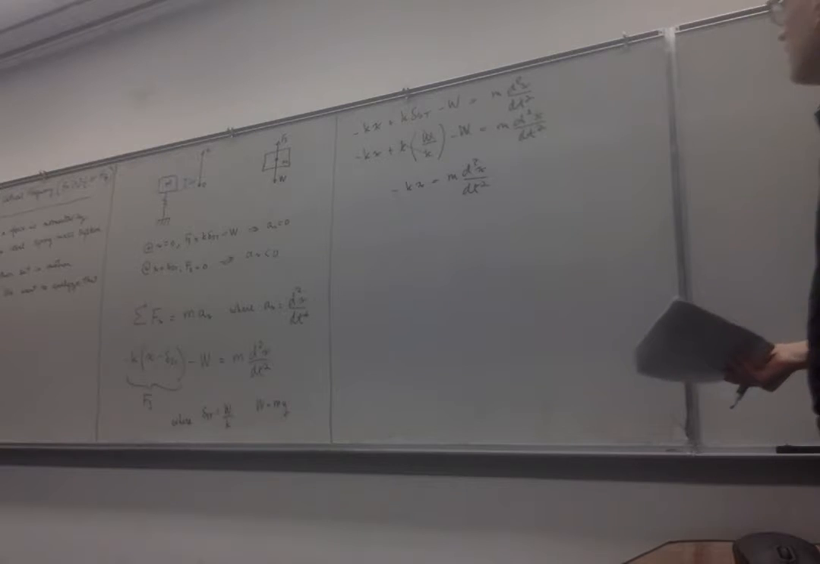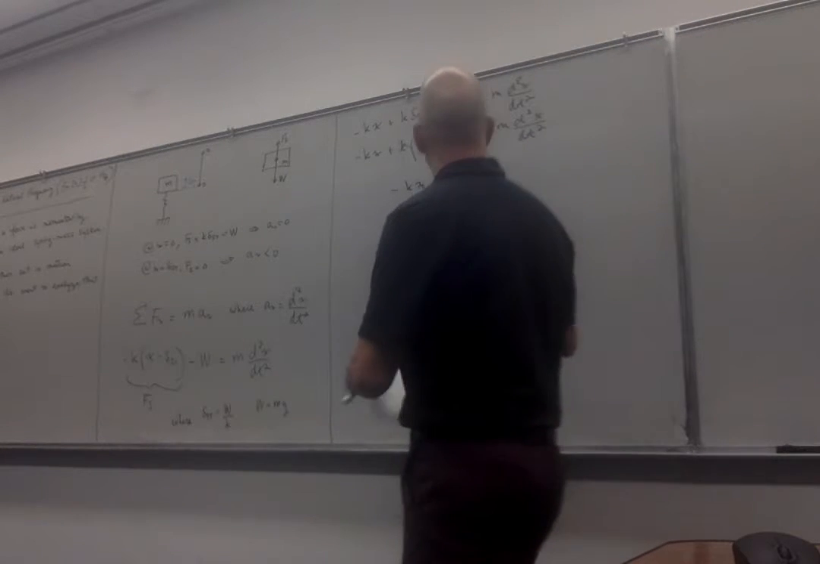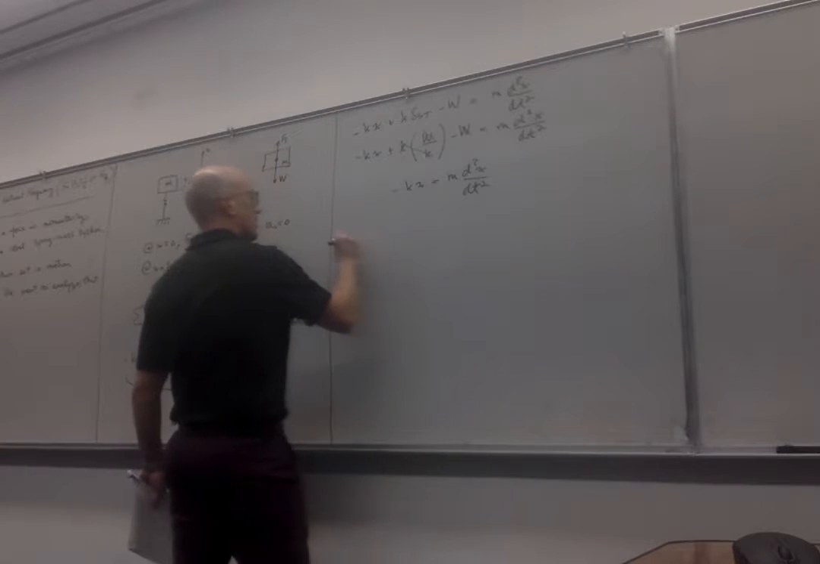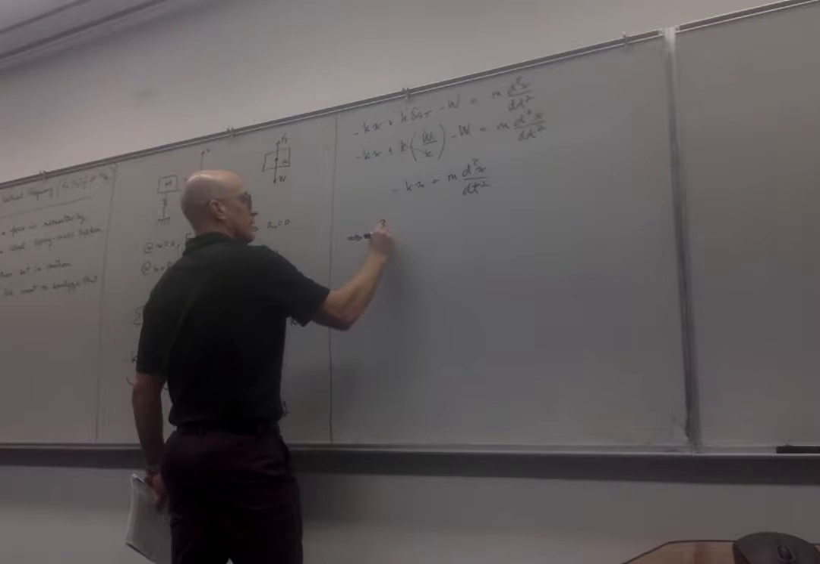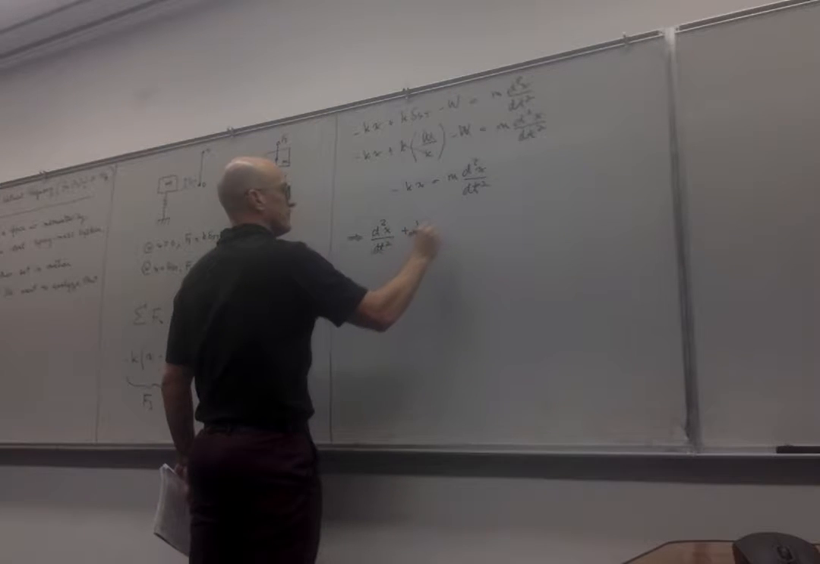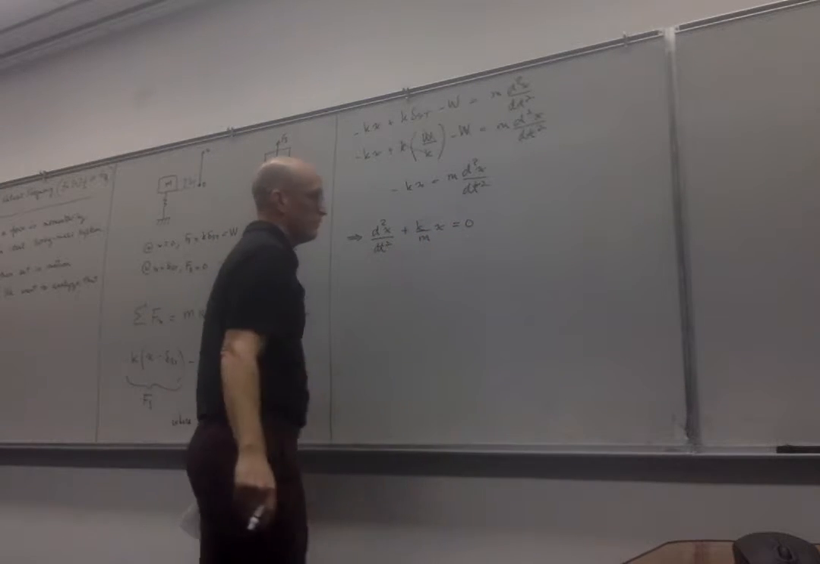So this is not a nice form of the equation. Let's rearrange that a little bit better. We can write d squared x dt squared plus k over m times x equals 0.